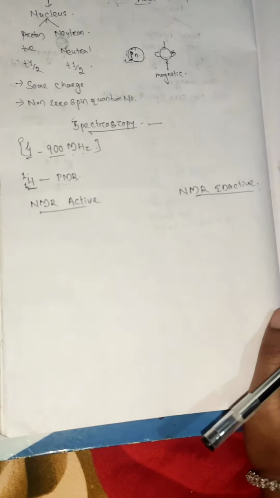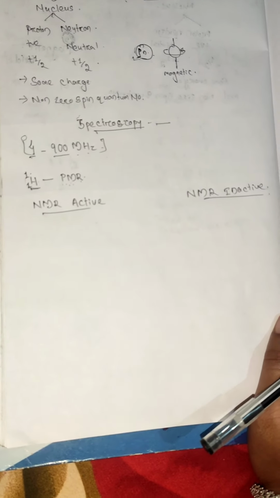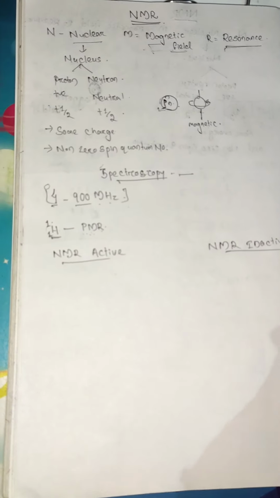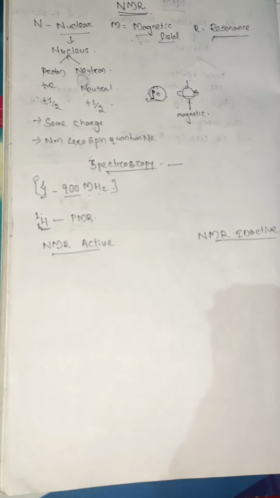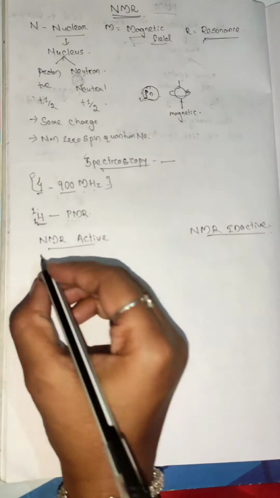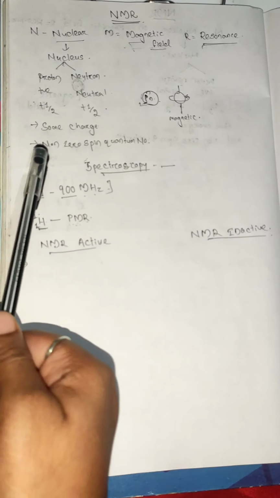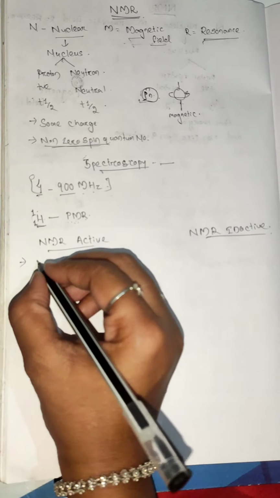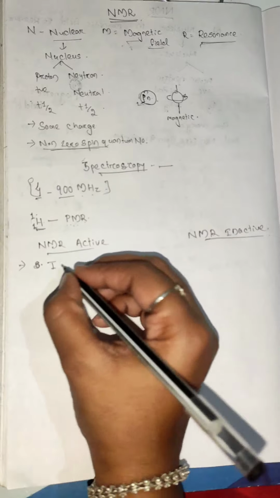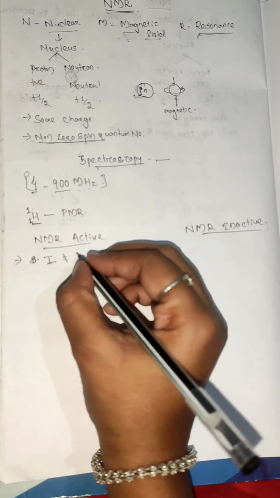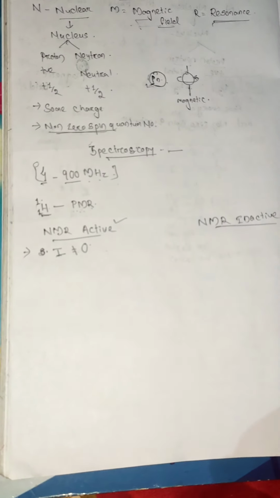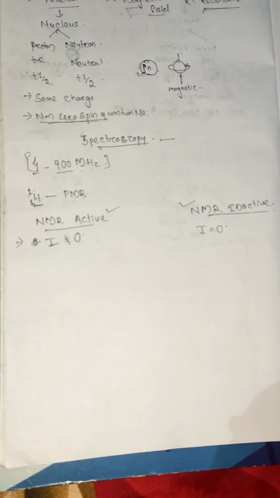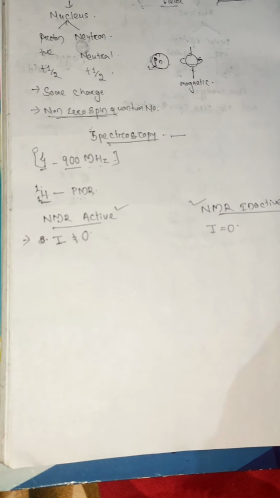There are some rules or points that we have to follow to identify whether atoms or molecules are NMR active or NMR inactive. The number one point is a non-zero spin quantum number. If the spin quantum number, denoted as I, is not equal to 0, then it is NMR active. If the spin quantum number is equal to 0, then it is NMR inactive. Here is the first point.